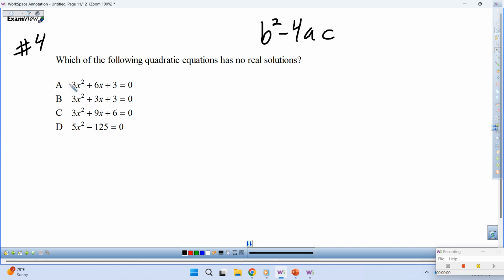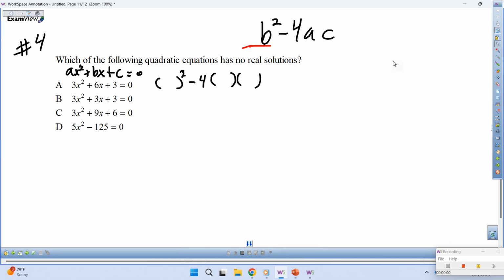Let's start with this one. This is A, this is B, this is C. And as a matter of fact, let me write the standard form equation above all this: ax squared plus bx plus c equal to 0. For this one, I'm going to do parentheses squared minus 4 parentheses parentheses. I'm going to start with b. B goes here. Let me move this over so you guys can see.